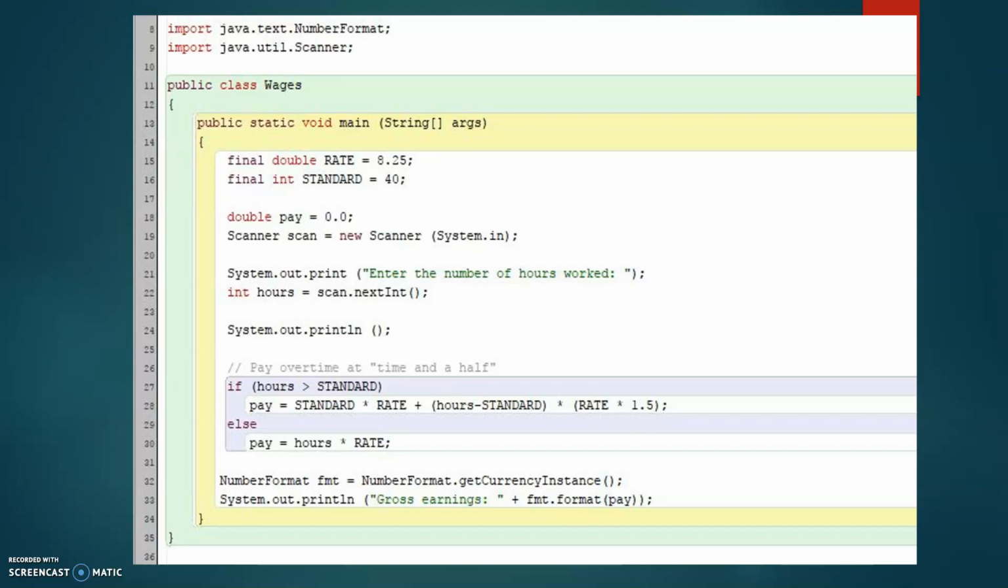Let's take a look at another example in Java. The wages program uses an if-else statement to compute the payment for employees. If an employee works over 40 hours in a week, the payment amount includes the overtime hours. An if-else statement is used to determine whether the number of hours entered by the user is greater than 40. If it is, the extra hours are paid at a rate of 1.5 times the normal rate. If there are no overtime hours, the total payment is based simply on the number of hours worked and the standard rate.